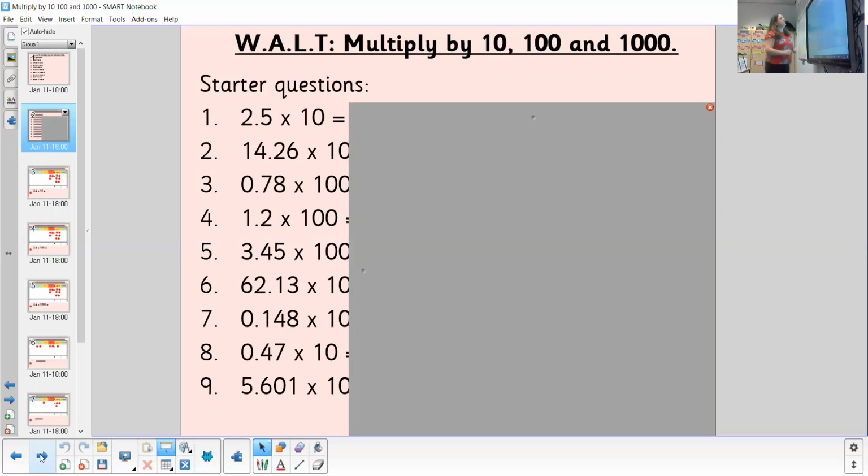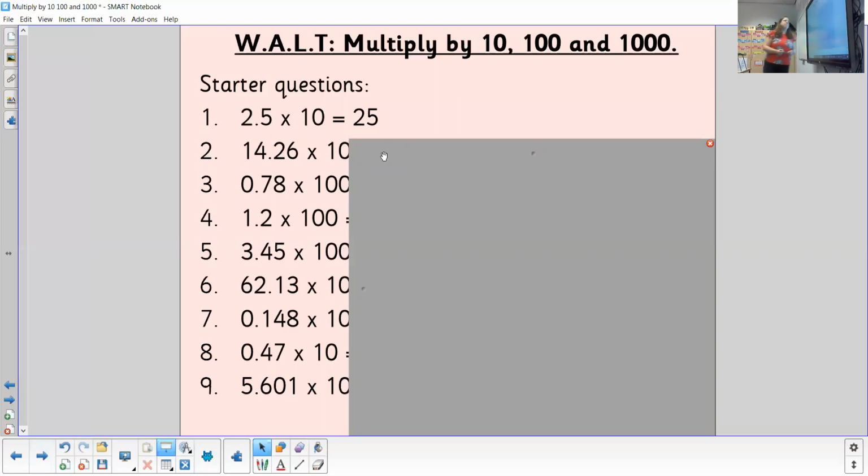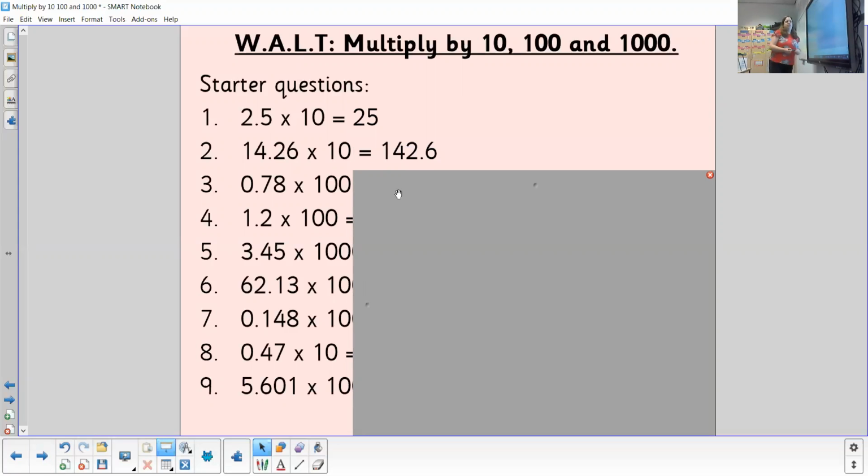So first one, 2.5 times 10 would be 25. The next one, 14.26 times 10 again. So we're moving everything one place and it would be 142.6.